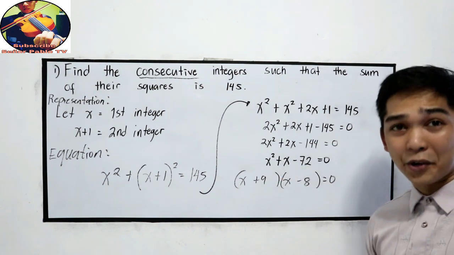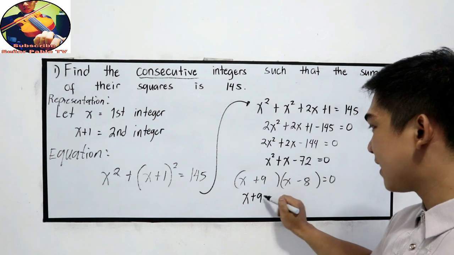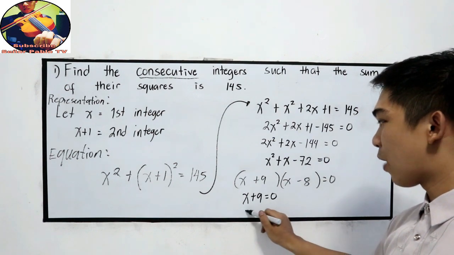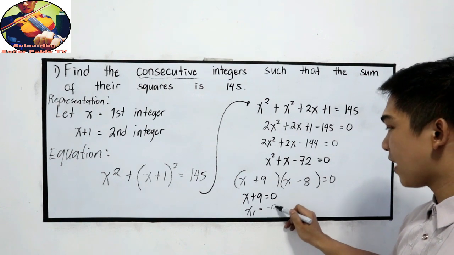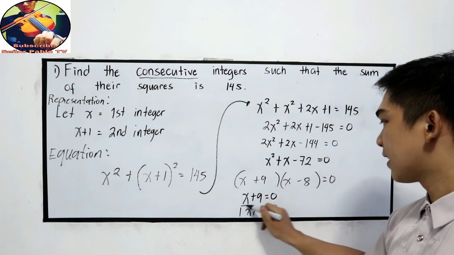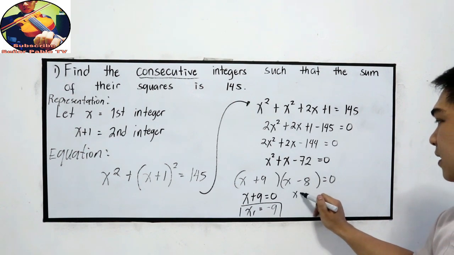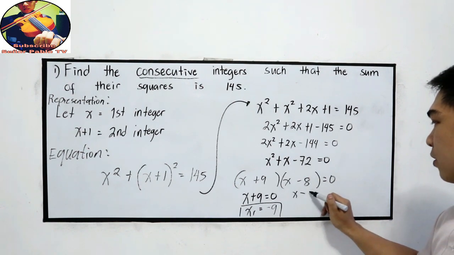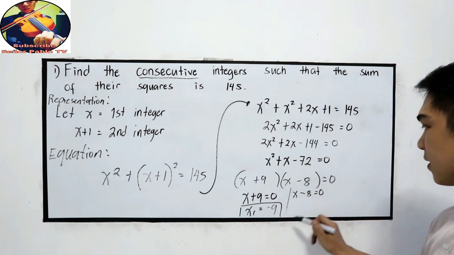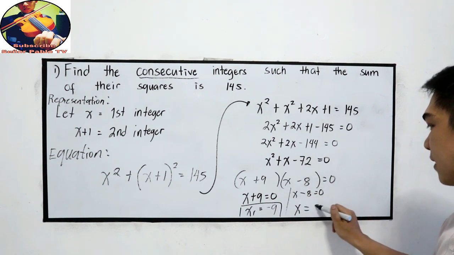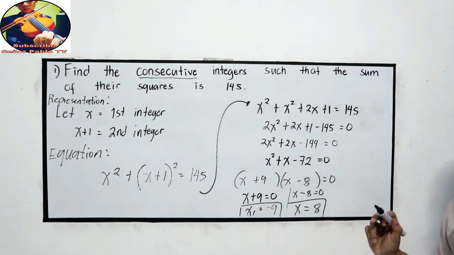Now equate to 0. So x plus 9 is equal to 0, so our x sub 1 is equal to negative 9. And x minus 8 is equal to 0, so x is equal to positive 8. Yan, so negative 9 and 8.